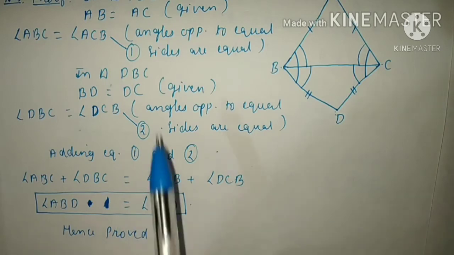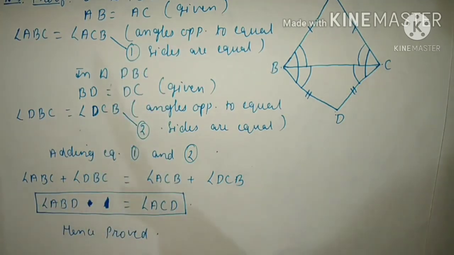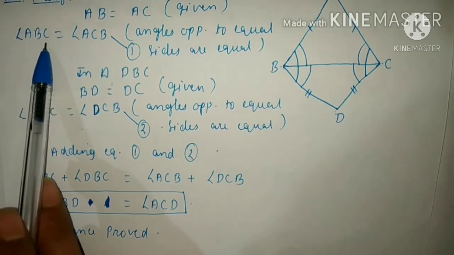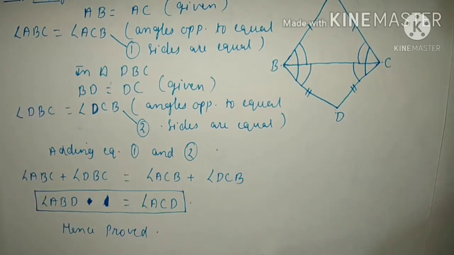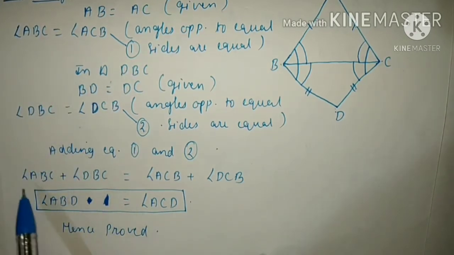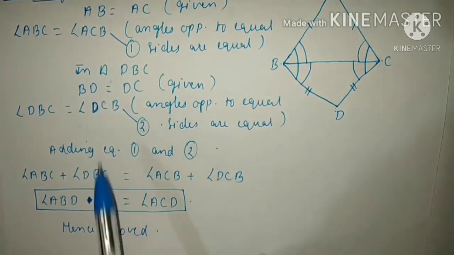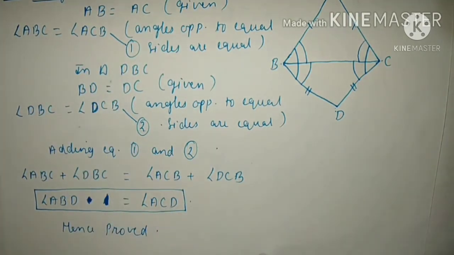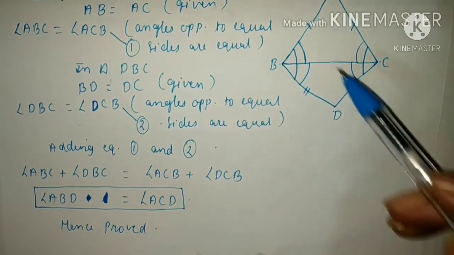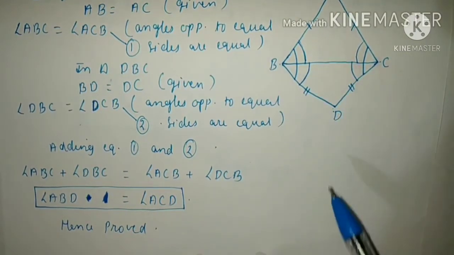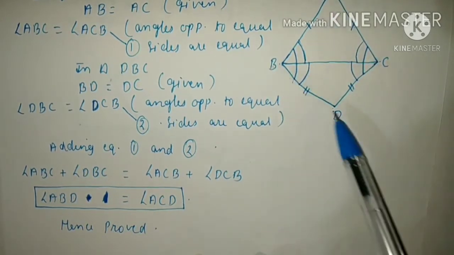So add the two equations. Adding equations 1 and 2. In the first one angle ABC, in the second one plus angle DBC. First we will add both the LHS, then we will add both the RHS. So ABC plus DBC, this we have written, is equal to, adding the RHS, angle ACB plus angle DCB. Now angle ABC plus DBC, this is angle ABC and this is angle DBC. When we add these both angles, this full angle will be formed. That means it will be equal to angle ABD.